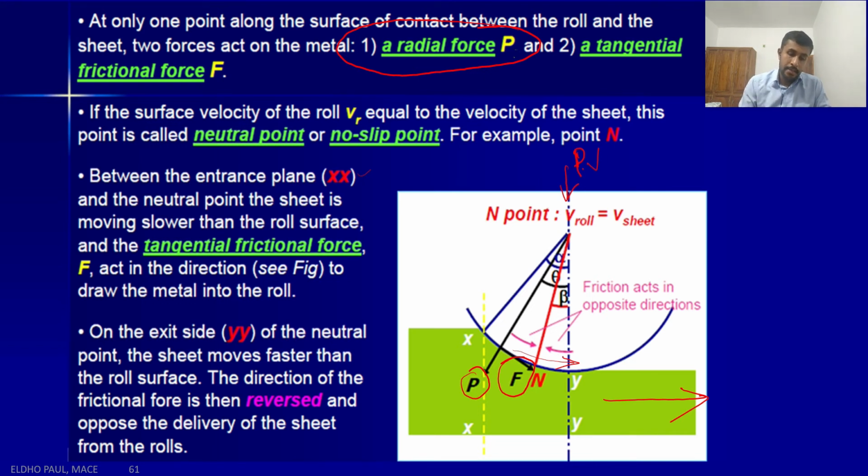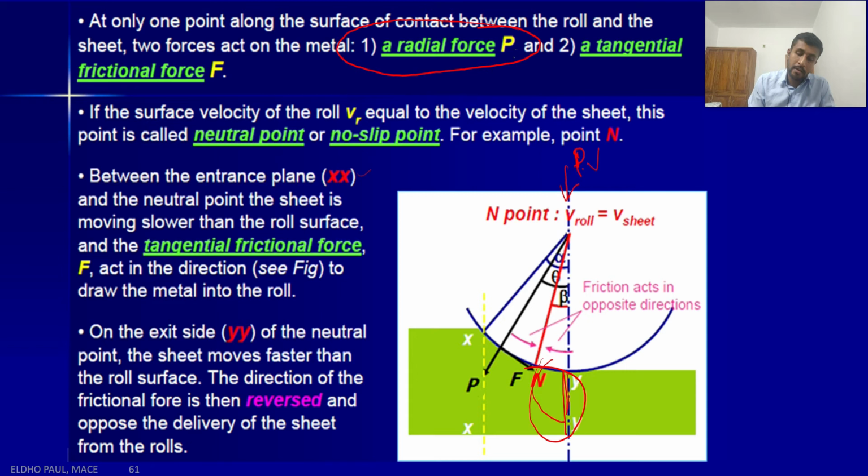This is the exit side, or after the neutral point. This is the neutral point. After the neutral point, all the zone is the exit zone. The sheet moves faster than the roll surface, and the direction of the friction force is then reversed and opposes the delivery of the sheet from the rolls.